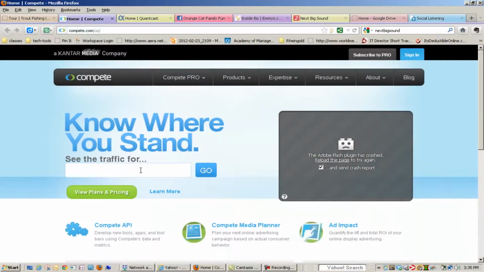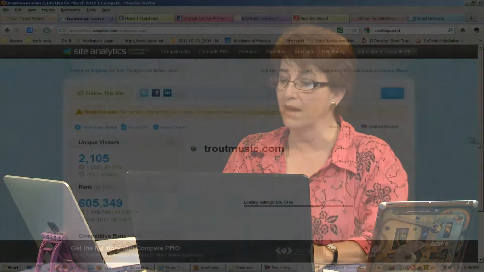But wait, there's more. I'm going to tell you about two sites. One of them is Quantcast and one of them is Compete. So I can go to Compete here and I can type in that same thing. So we had Trout Music, Trout Music. And I can go to compete.com here and it will pull up what their website views have been everywhere they have been.